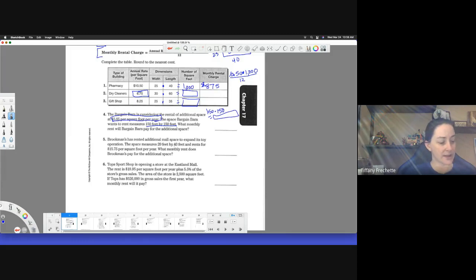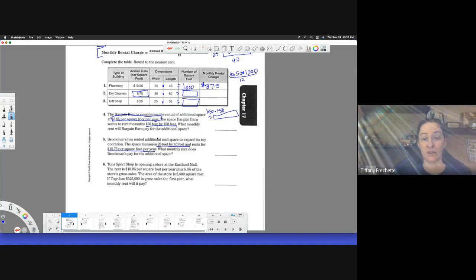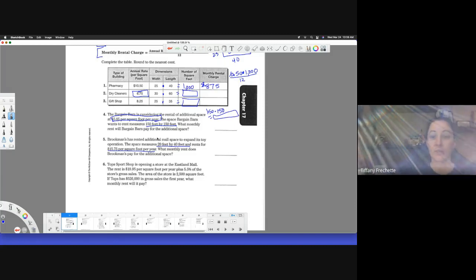Same thing on the next one. I can already see they give us our measurements. They give us our annual rate per square foot. And then, of course, they give us a bit more of the information. Remember, a word problem is more about giving you context to the numbers, giving you some meaning to the numbers, as opposed to just, here are some numbers and do some calculations. We get some meaning behind them.